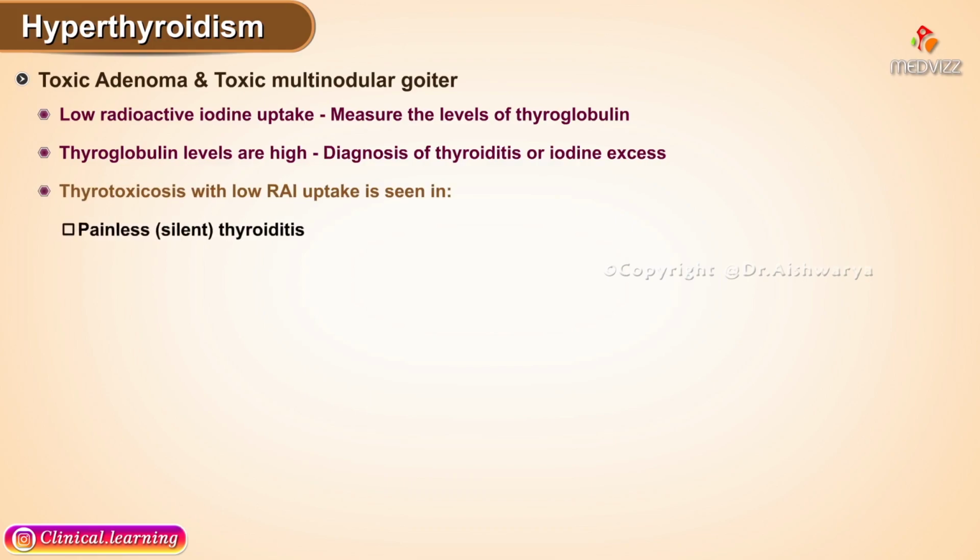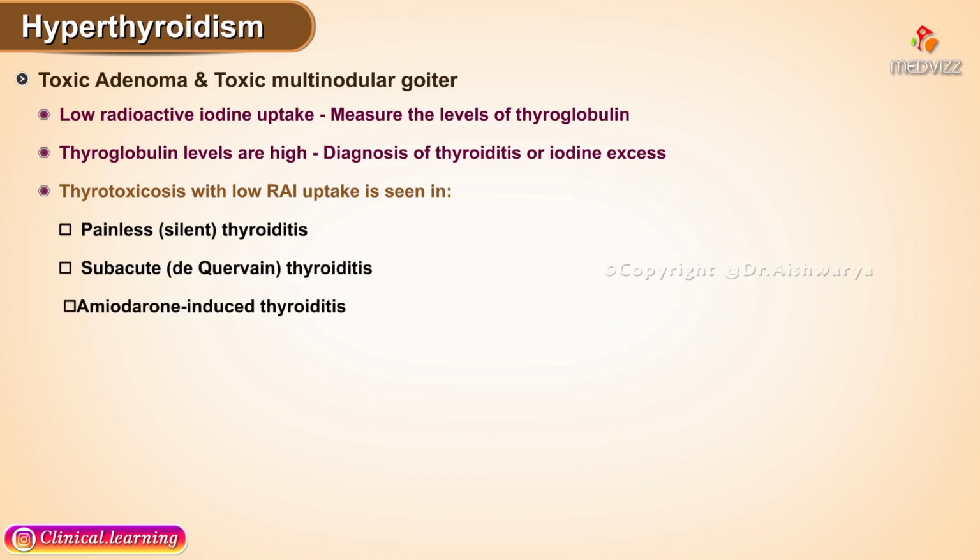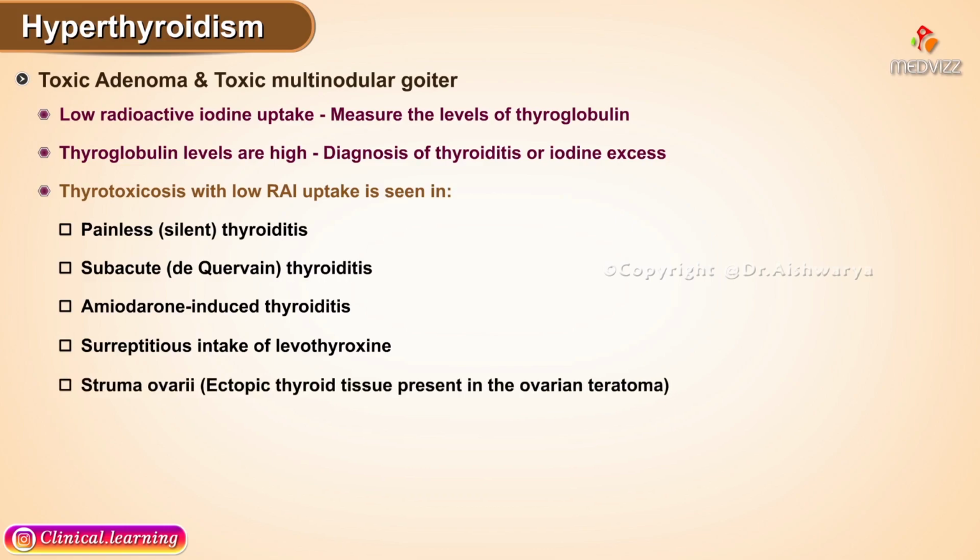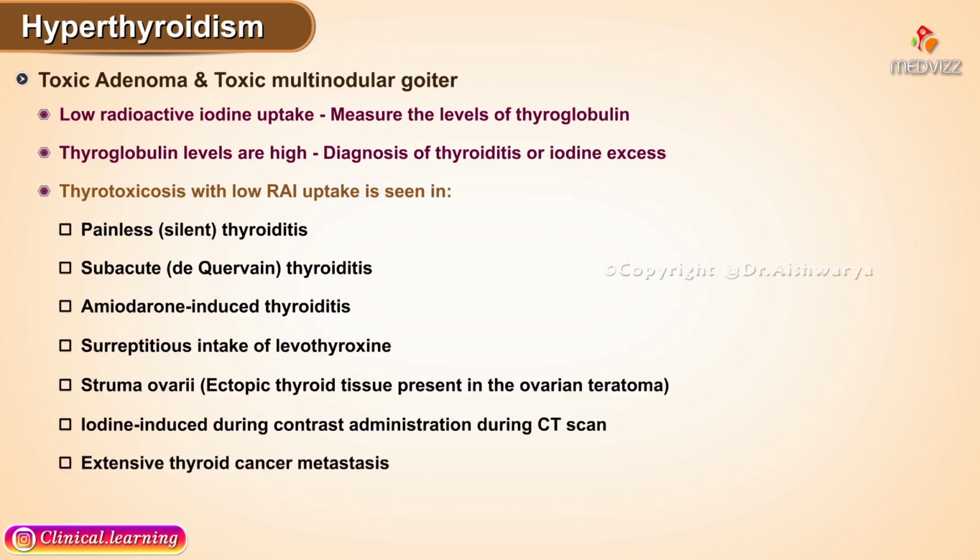On the other hand, if there is a low radioactive iodine uptake, the next step is to measure the levels of thyroglobulin. If the thyroglobulin levels are high, a diagnosis of thyroiditis or iodine excess is made. Thyrotoxicosis with low radioactive iodine uptake is seen with painless thyroiditis, otherwise termed silent thyroiditis. It is also seen with subacute de Quervain thyroiditis, amiodarone-induced thyroiditis, surreptitious intake of levothyroxine, and struma ovarii, where there is ectopic thyroid tissue present in mature ovarian teratomas.